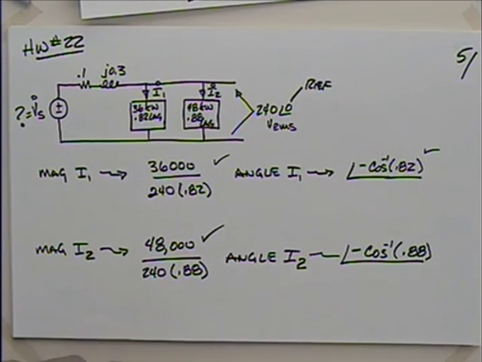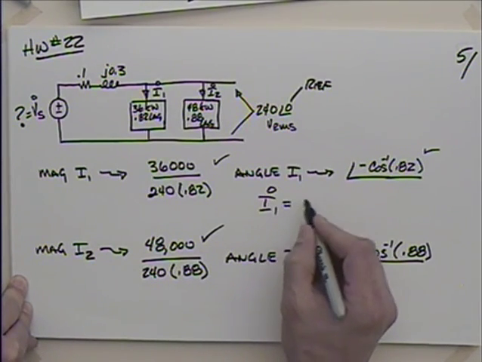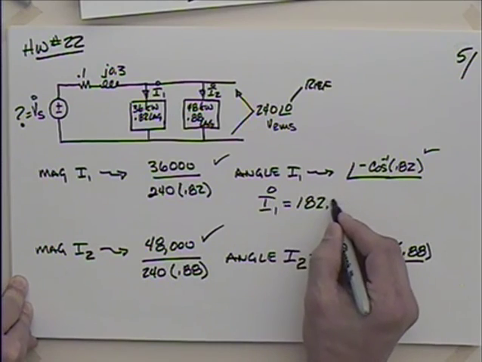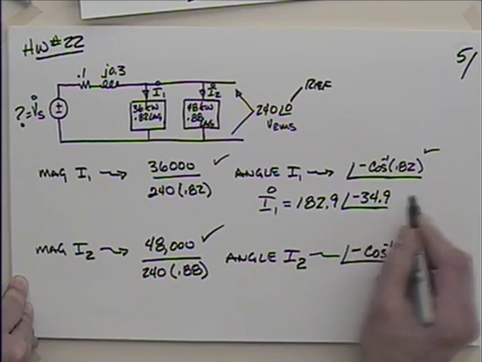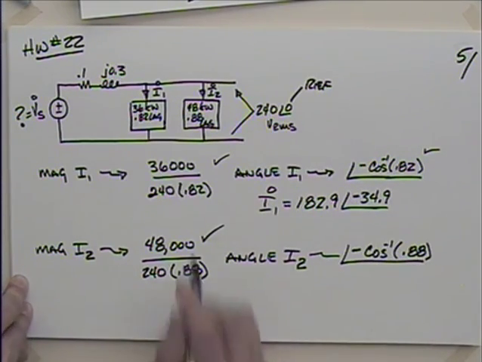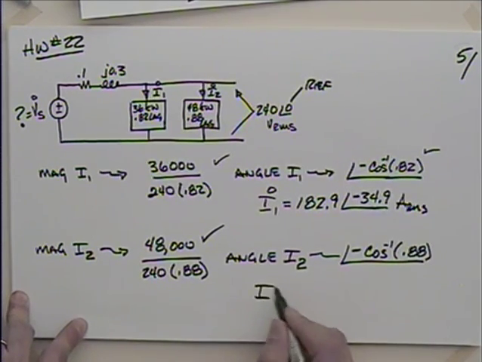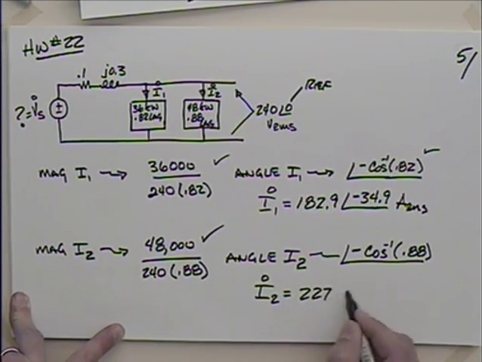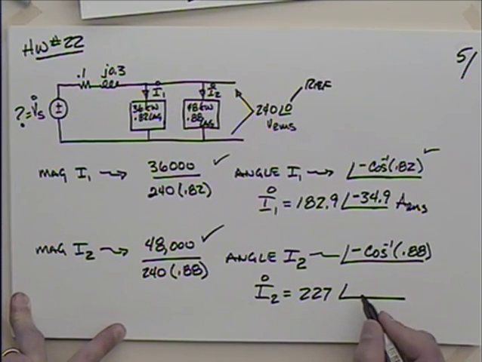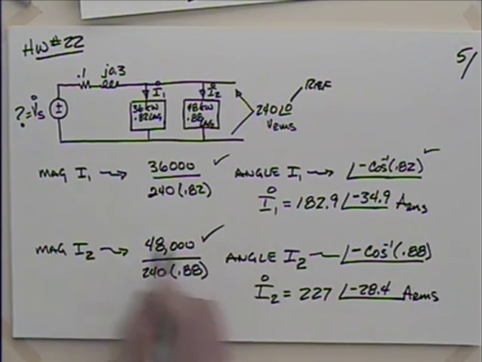So that's how in the homework problem, when we said that I1 turned out to be, and most people are pretty comfortable with the 182.9, but then when we said the angle was minus 34.9, and a lot of people are okay with a 34.9, but it's the negative. Well, where does that come from? Well, it's because lagging. This is, of course, amps RMS. And likewise, I2, the magnitude is 227, and the angle is going to be minus 28.4 amps RMS.